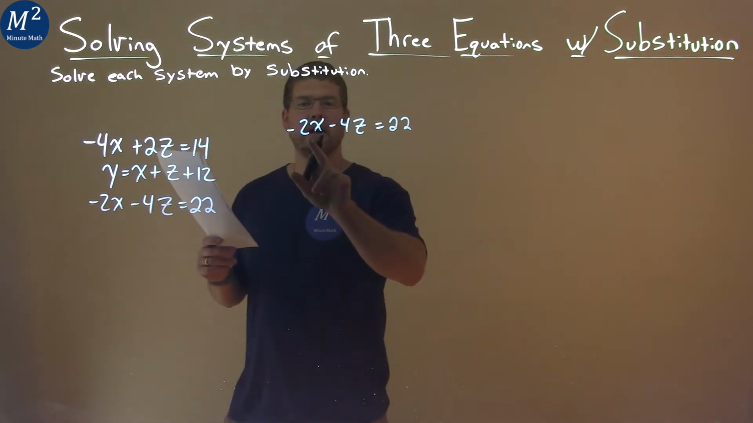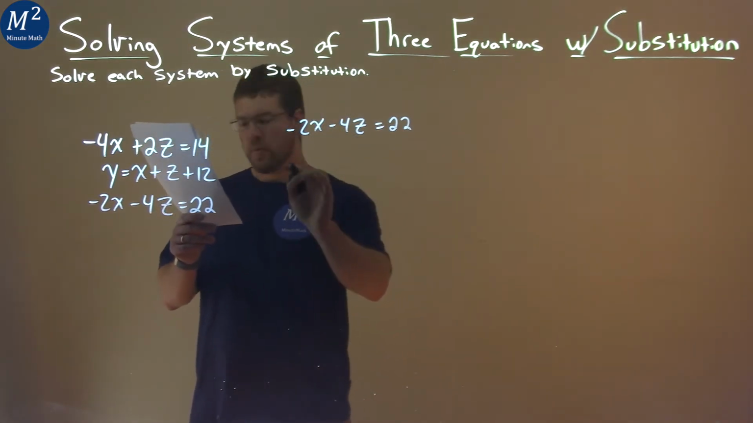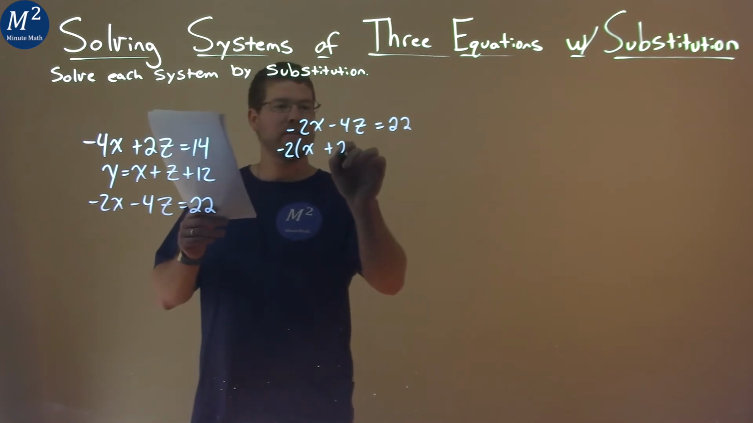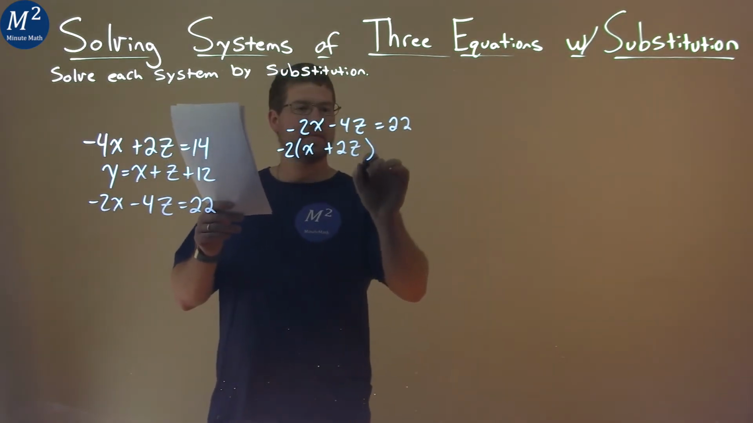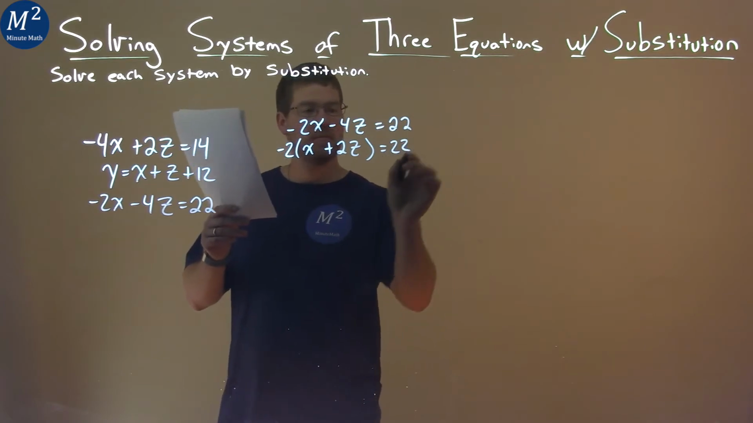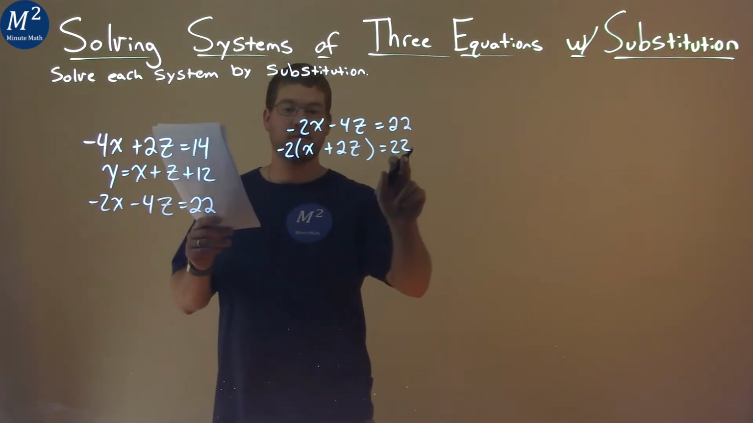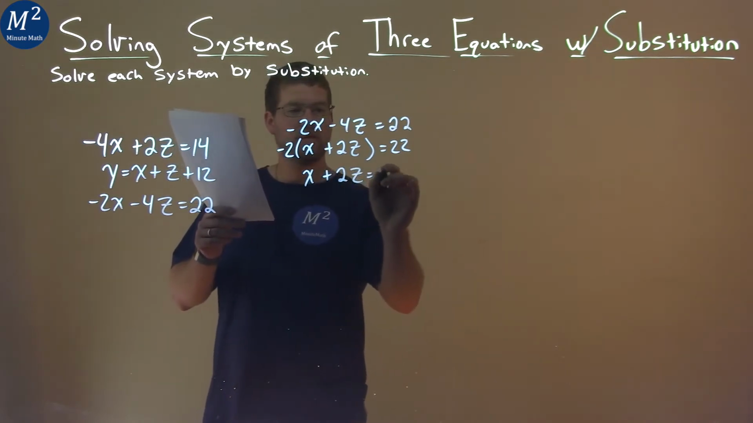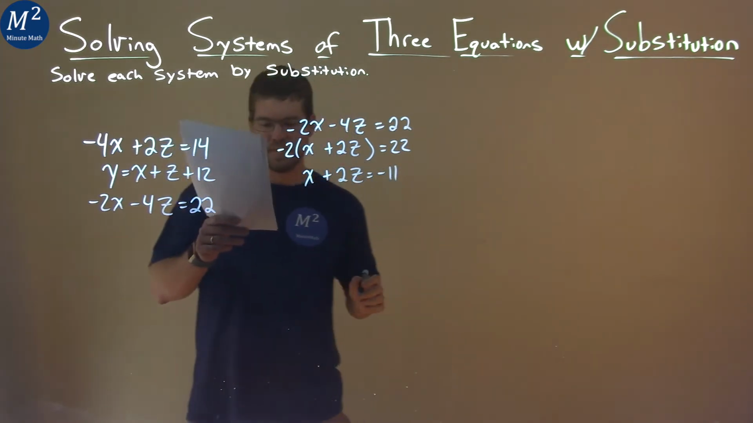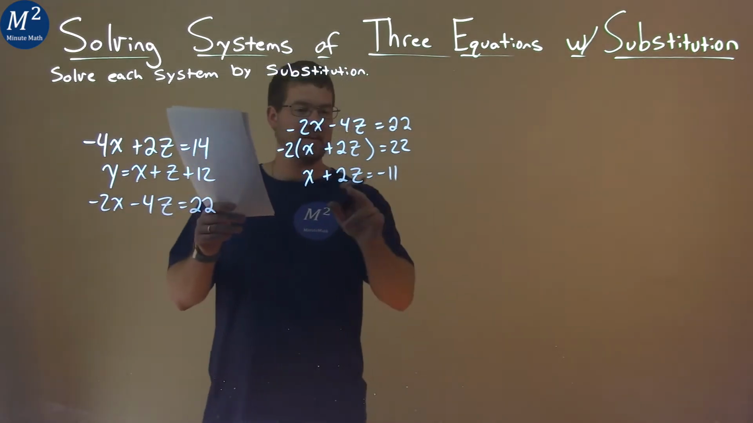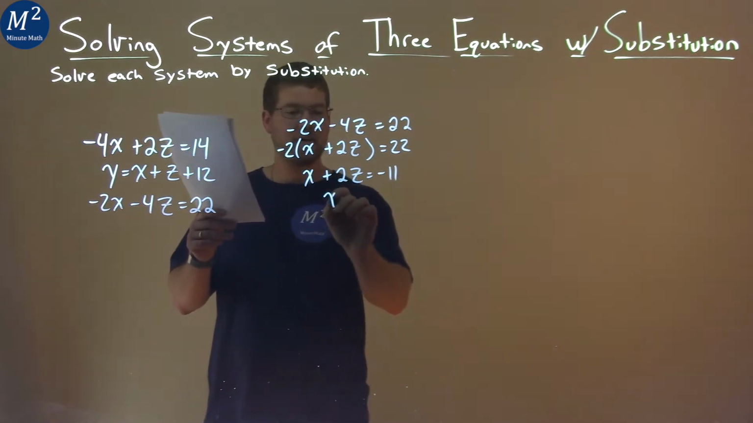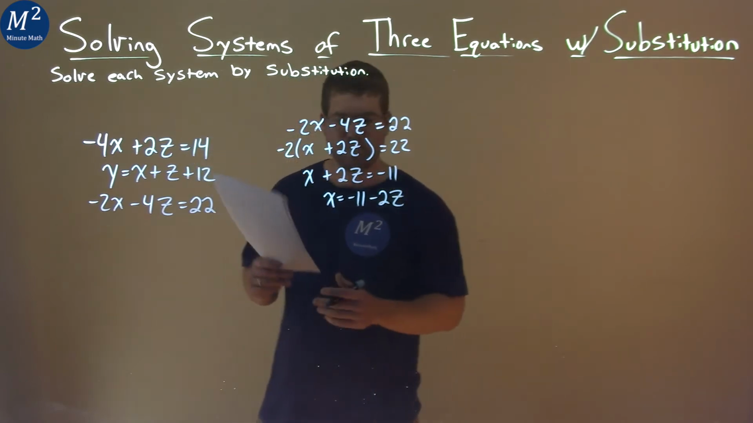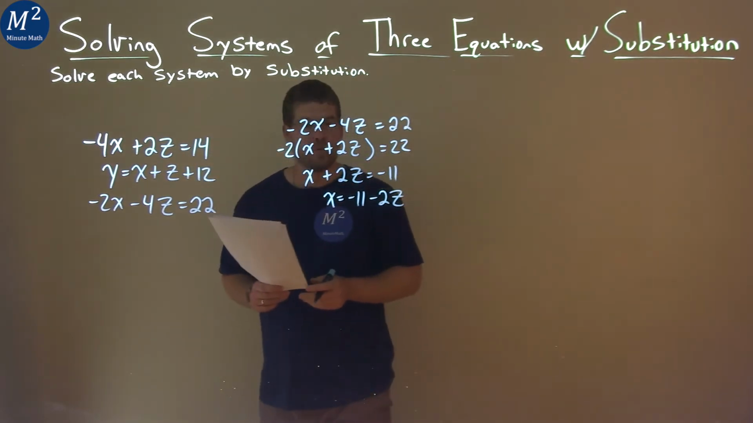If I pull out a negative 2 from both parts here, I'm left with a positive x plus a 2z equal to 22. I now can divide by negative 2 on both sides, and x plus 2z equals negative 11. From there, I get x by itself: subtract 2z from both sides, and x equals negative 11 minus 2z. Well, where can that be helpful?